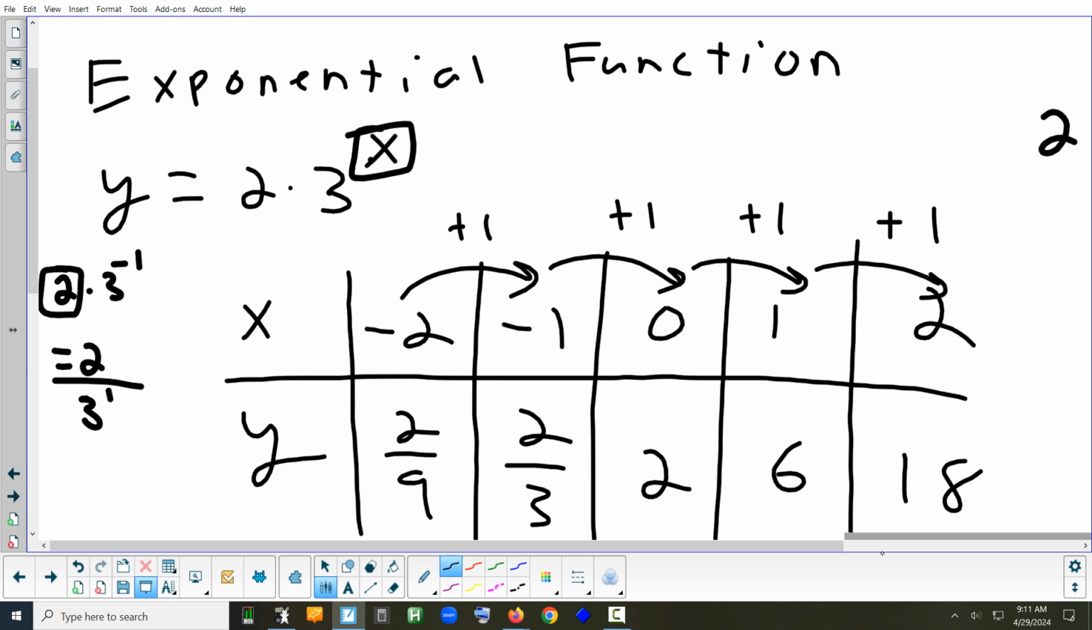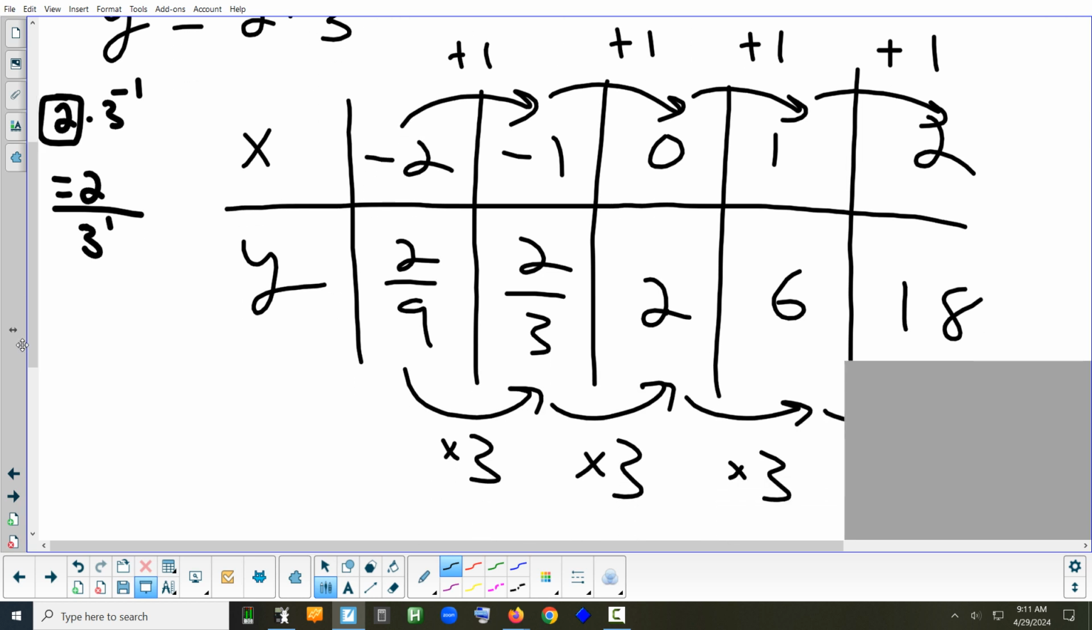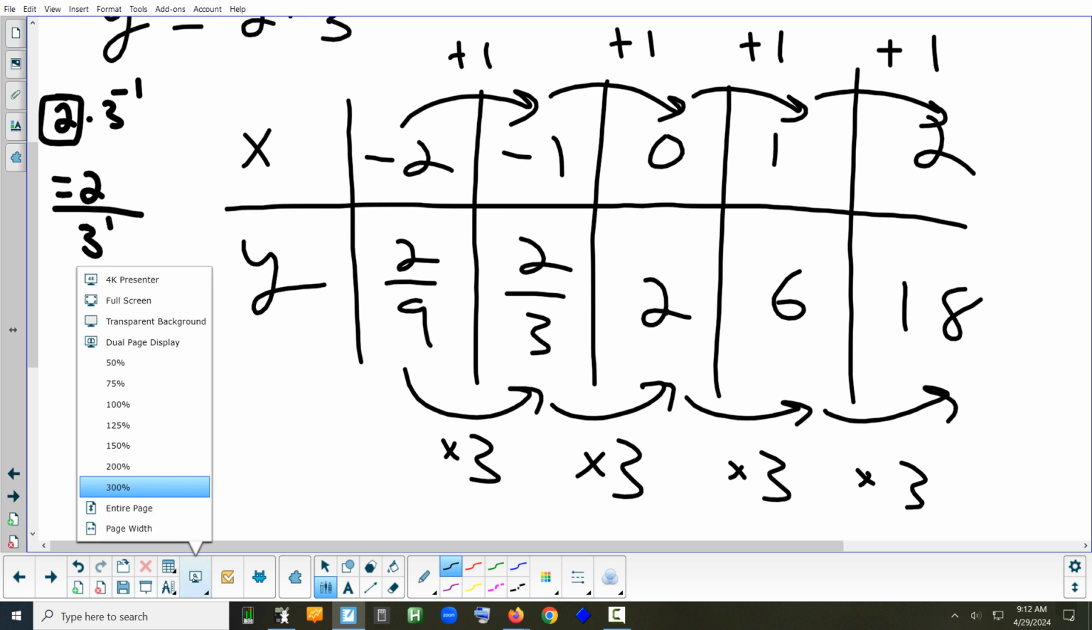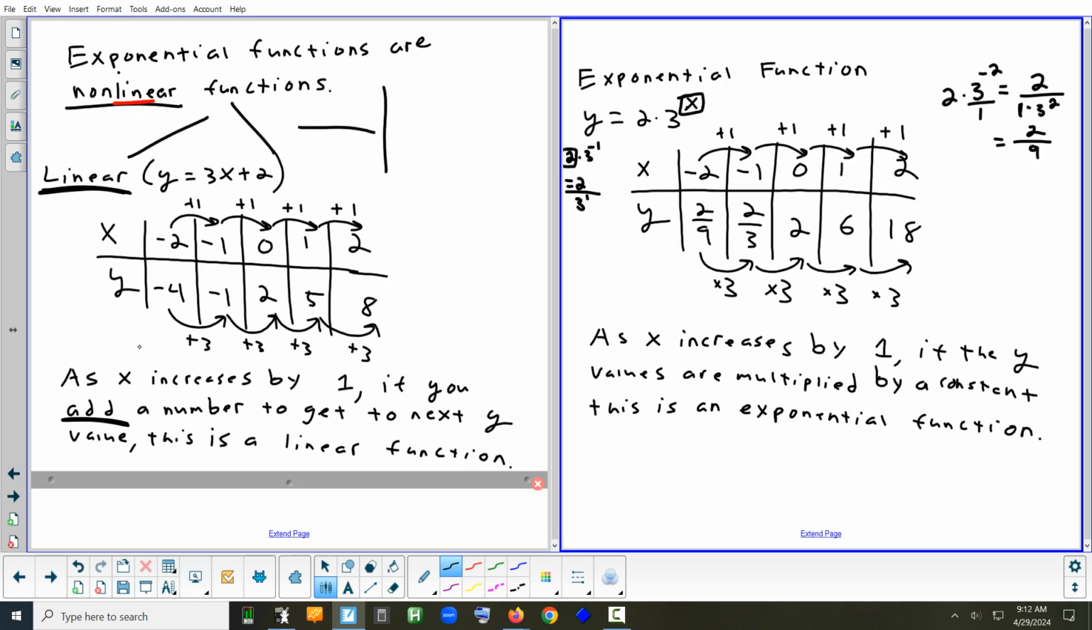Right, let's try something else. What's another way you can get from 2 to 6? Times 3. 2 times 3 is 6. Let's try it again. What's 6 times 3? 18. So yes, this time the pattern is multiplying by 3. So what was the difference between the one we did over here that was linear and the one we did over here that was exponential?